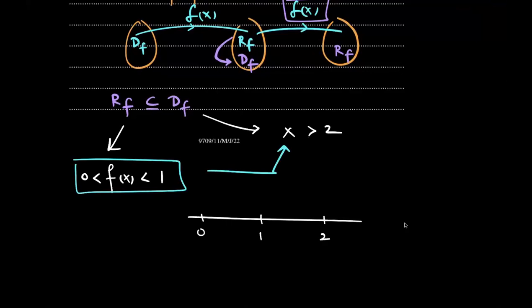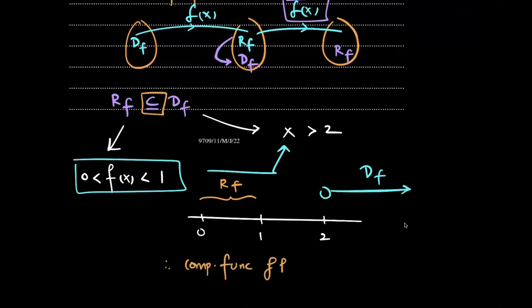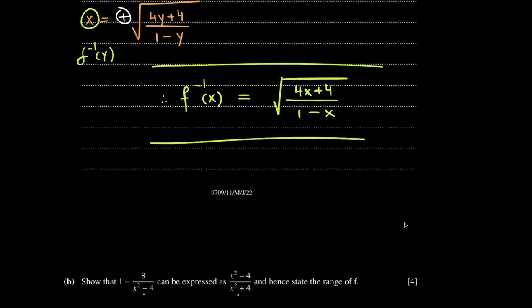The domain of F is this thing. This is the domain of F, and this is the range of F on this number line. Since it does not fulfill this criteria, the composite function F of F(x) does not exist; it is not defined. So that is the logic that the examiner has asked, and we have completed this question in 8 minutes.